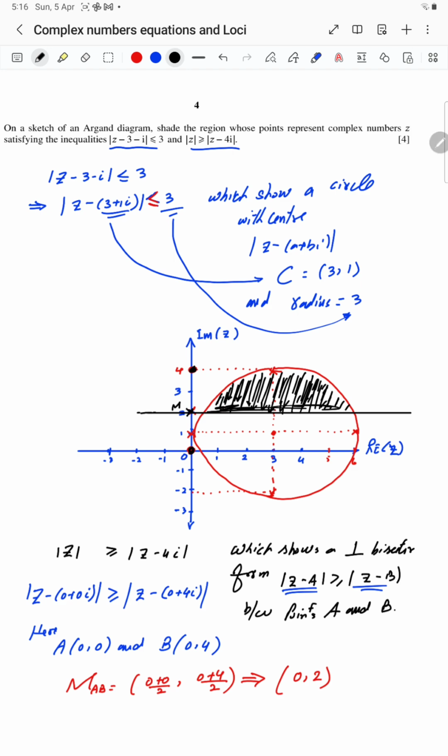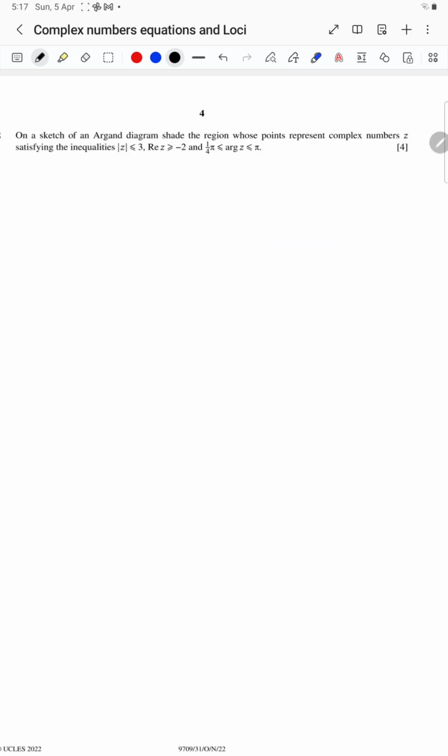Okay, now I hope it is clear, and this is the loci what I have done with the given statement on an Argand diagram. Let's proceed to the next question.